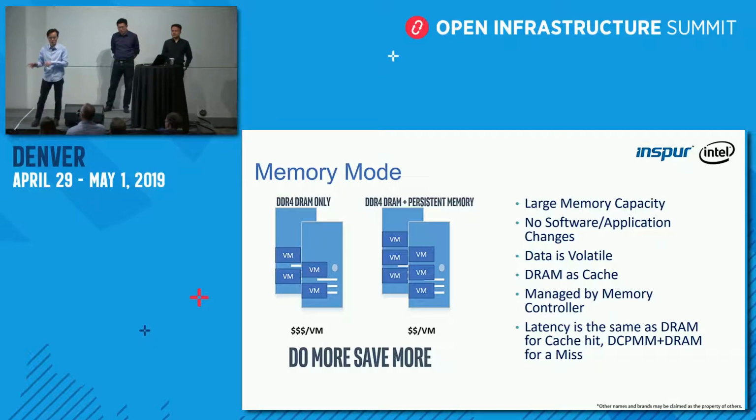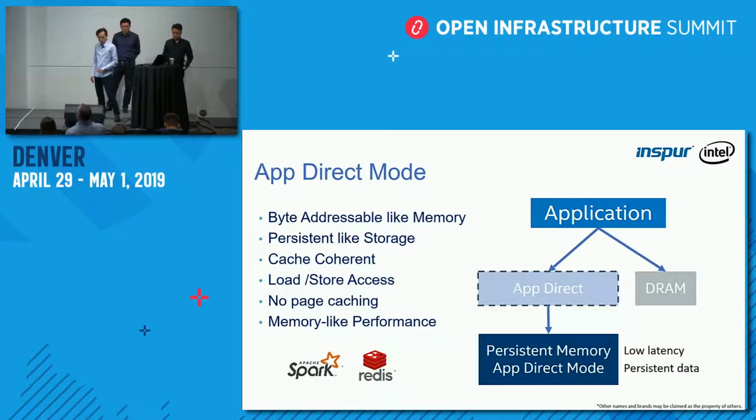And the good thing about this configuration is that no software or application changes are required. If you have a private cloud today and you plug in the persistent memory, it will just function as is. There are no code changes required. But of course, you need to configure the persistent memory to behave in memory mode. The next one is the app direct mode.